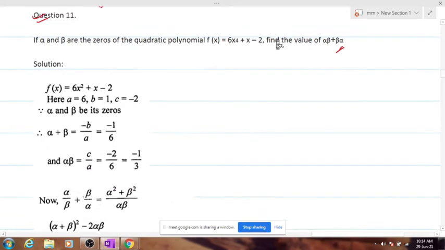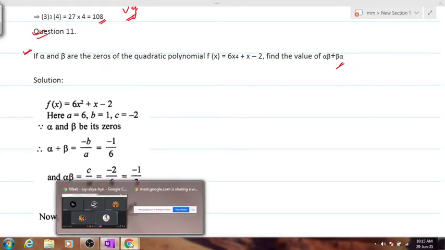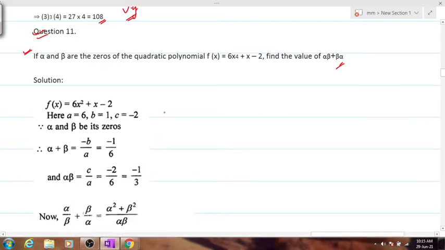Yesterday's homework was question number 11, 12 and 13 from R.D. Sharma. Questions are right here. How many were able to do it? If not, please let me know. We'll have to discuss it in the class. I hope the screen is very much visible to everyone. Yes?